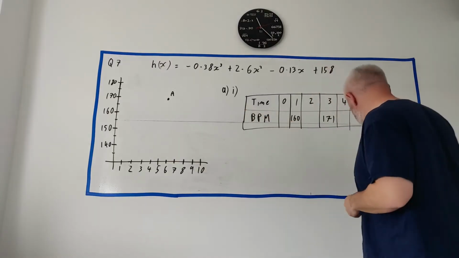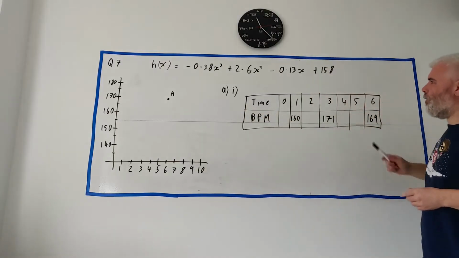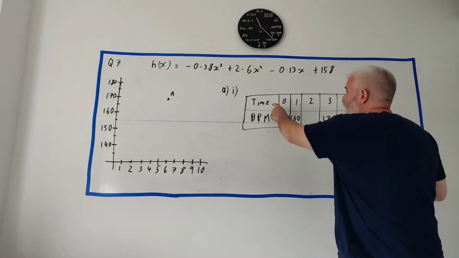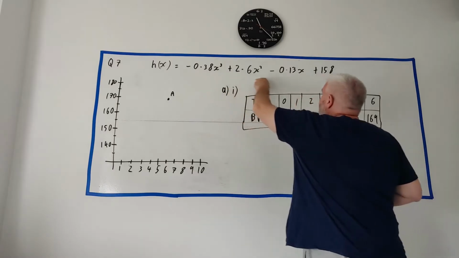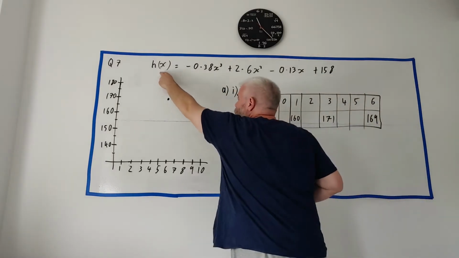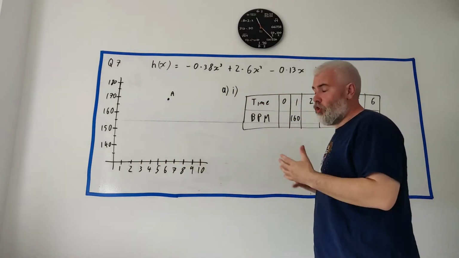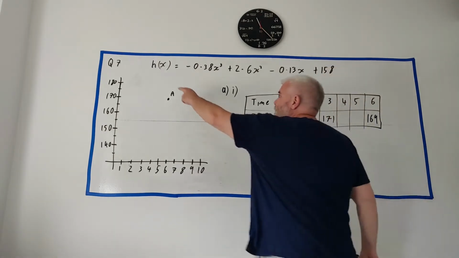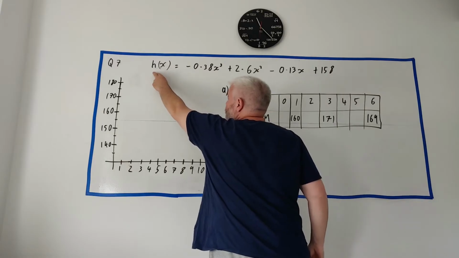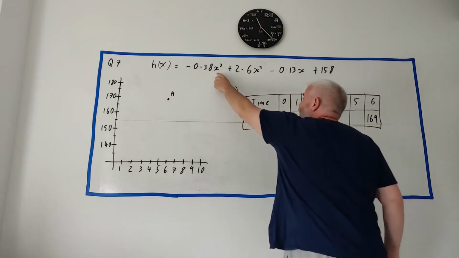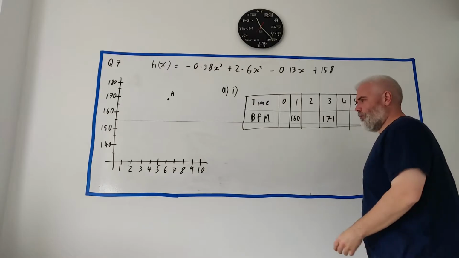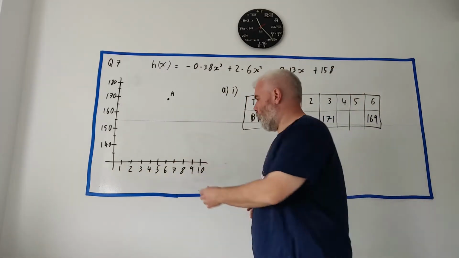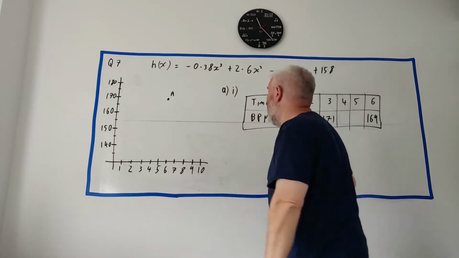Okay, so part A gives you this table here, and it tells you to fill in the rest of them. They tell you time is x in this function here. They give you this function. They tell you a whole story about what's going on in this question. This is somebody's heartbeat, H for heartbeat, the function of heartbeat. X is the time, and the time goes between 0 and 6 seconds. Later on, the questions are going to ask us more about this time here.